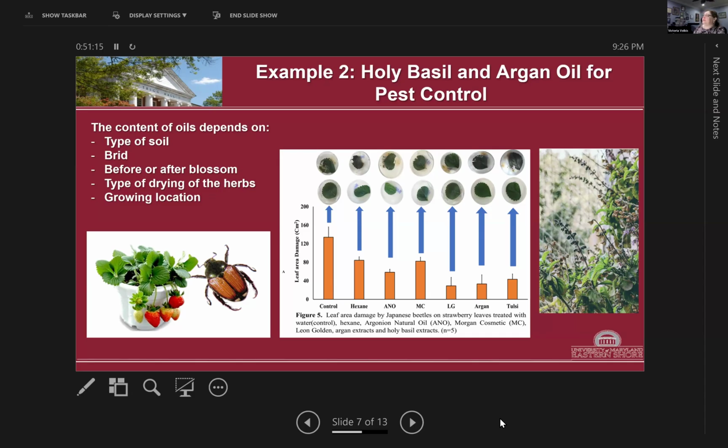So in this project, what we do, we examine different plants for how much essential oils they have and what the components of those essential oils are. And then we try them as a pesticide. So what experiment do we do? There are different types of plants.